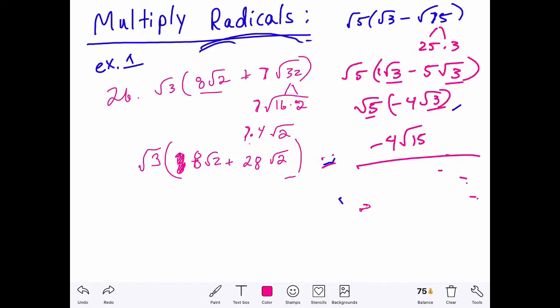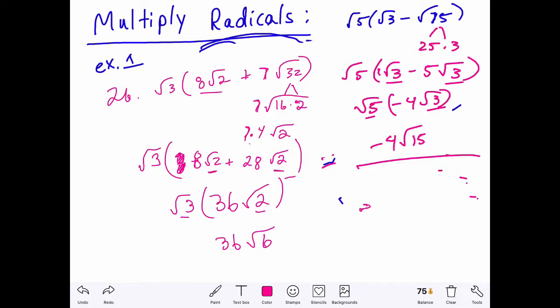Okay, then look, same radical structure here, same radicand. So 8 root 2 plus 28 root 2 is, well, 36 root 2. And then I'm going to multiply by root 3. So that'd be, remember, what's underneath by what's underneath, 36 root 6.